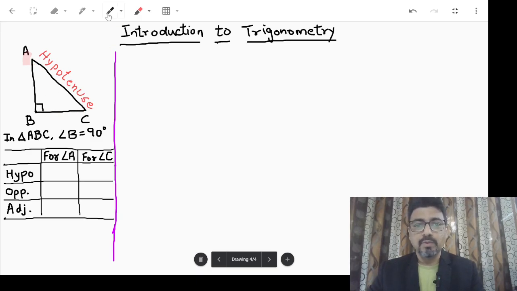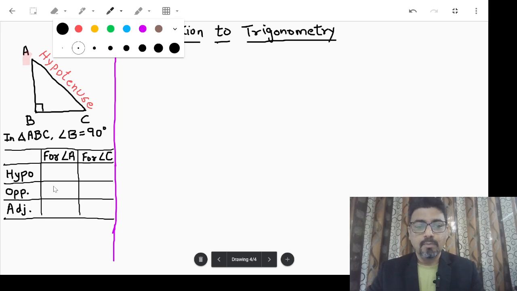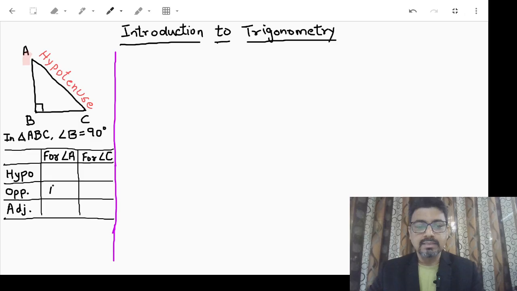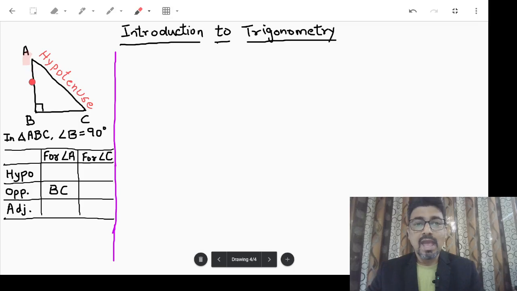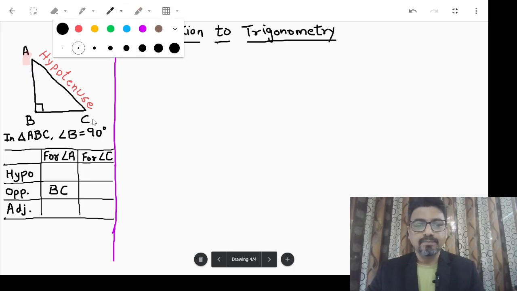So let us write down very quickly. Let's write down the opposite side for angle A as BC. And what will be the adjacent side? The adjacent side for angle A will be AB. The adjacent side is AB.